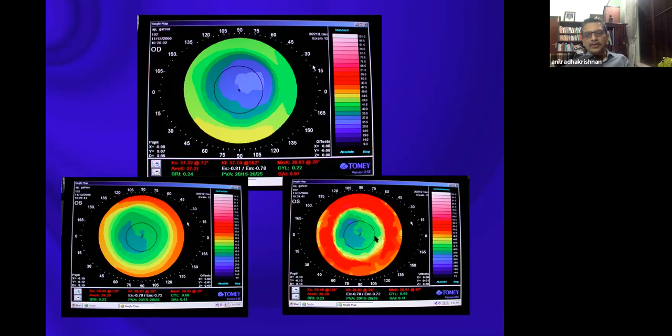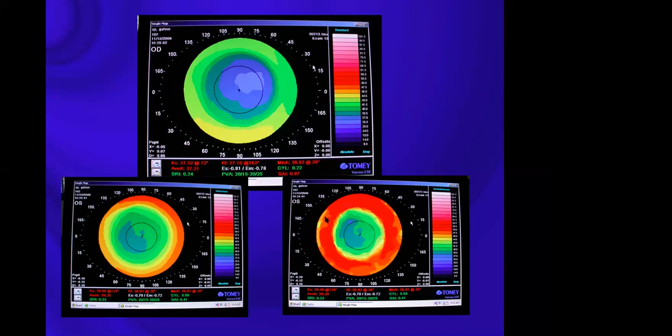There is another algorithm called the instantaneous curvature, in which the mapping is done based on the curvature of each point in relation to the nearby point. If you compare the central 3.5 millimeters, or in fact the central 5 millimeter area, it is almost the same in all three maps.